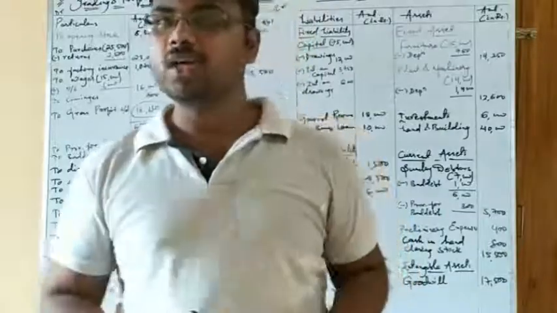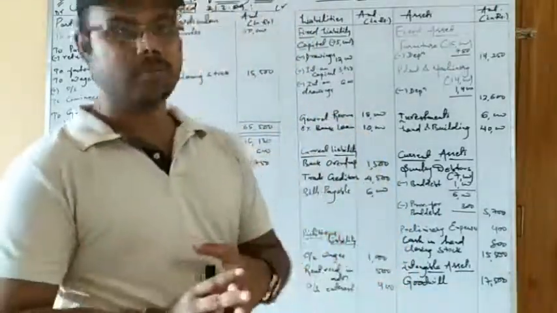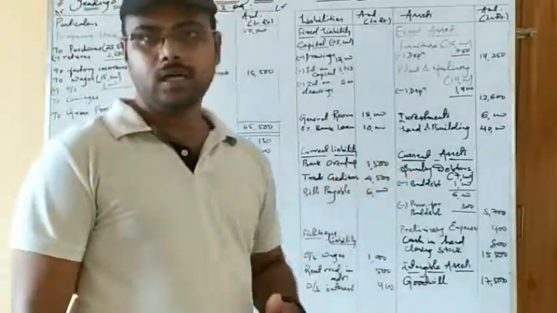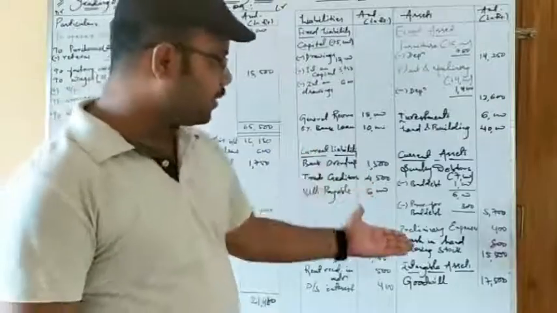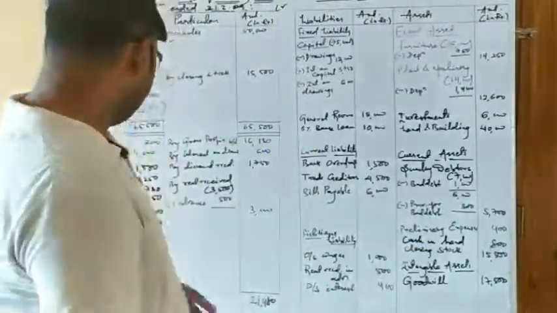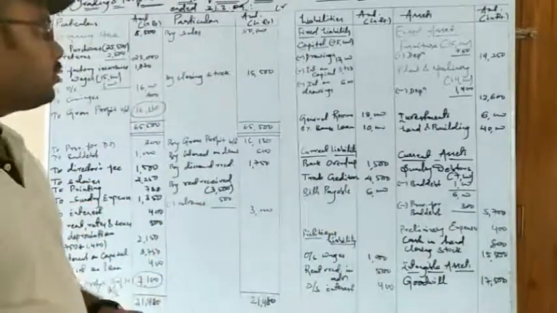So these are treated as fictitious assets or deferred revenue expenditures. Never are deferred revenue expenditures shown in the profit and loss account. Therefore, preliminary expenses will be treated as a fictitious asset. Due to the space problem, I have written it under the head current assets, but that is not a big issue. Now we have got the net profit as 7,100.